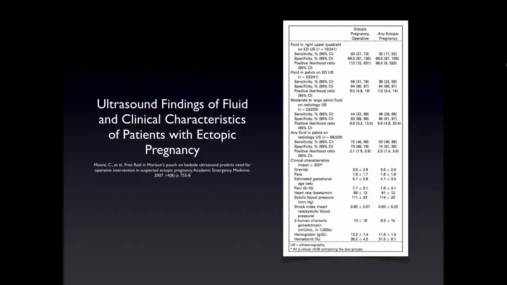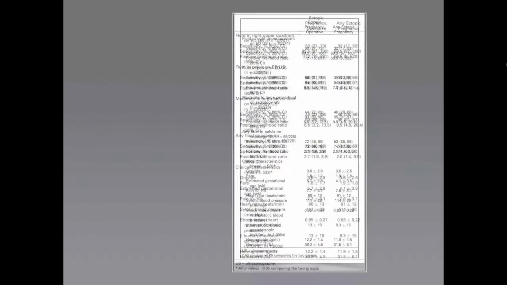This study sheds some light onto the limited usefulness of some commonly utilized clinical variables in risk stratifying patients with ectopic pregnancy for the need for operative intervention. We already know that ultrasound can give us some useful information with respect to the need for operative intervention. But the most interesting part is the lack of difference between women requiring operative intervention and those that do not with respect to estimated gestational age, pain scores, heart rate, systolic blood pressure, shock index, and even hemoglobin.